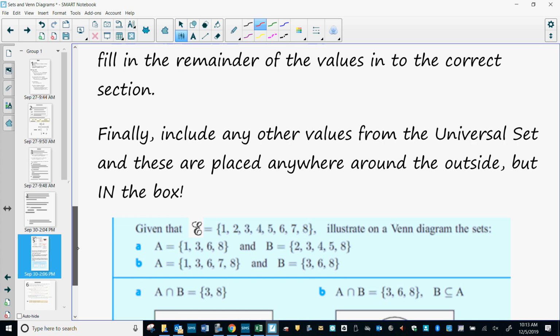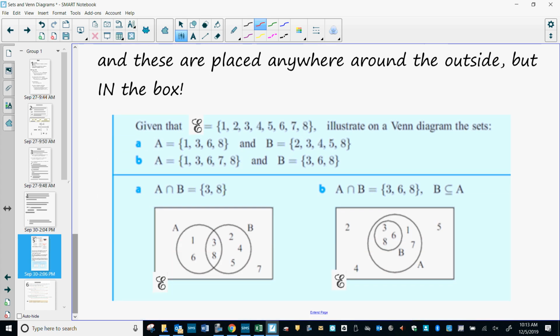So here's my box. I've got set A here and set B here. Remember, my universal set is super important because those are the only numbers that we're interested in in total. We're going to first of all look at A and B. Are there any numbers listed in set A that are also in set B? 3 and 8. So 3 and 8 are listed in both of them. Therefore, those are the numbers that go in the middle, in the overlap.